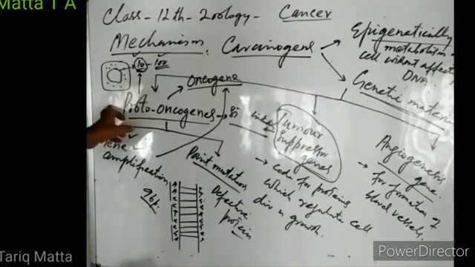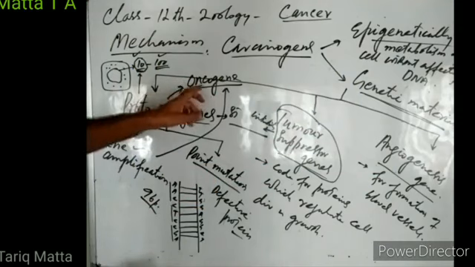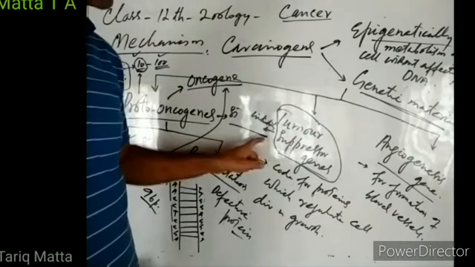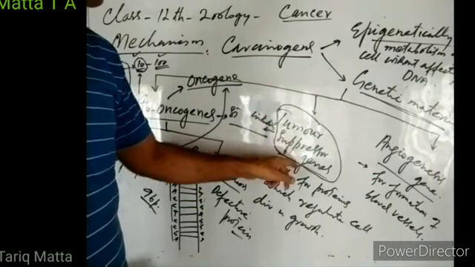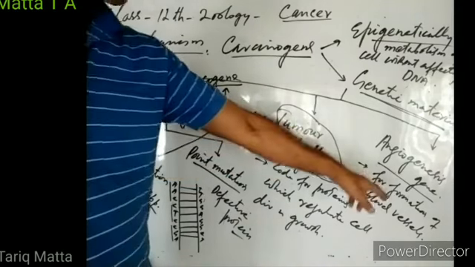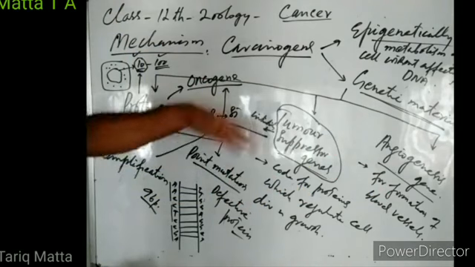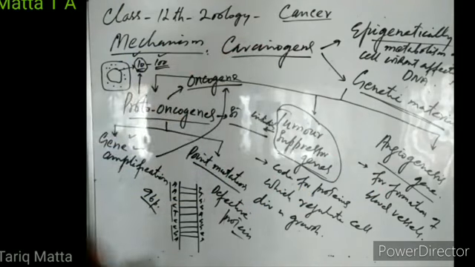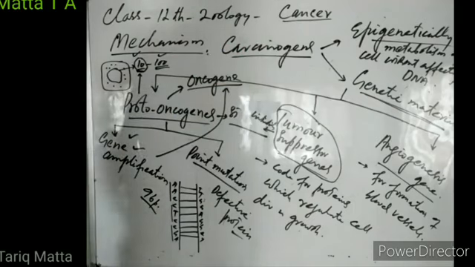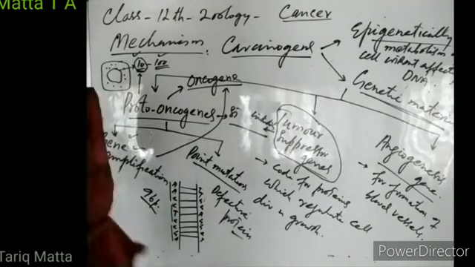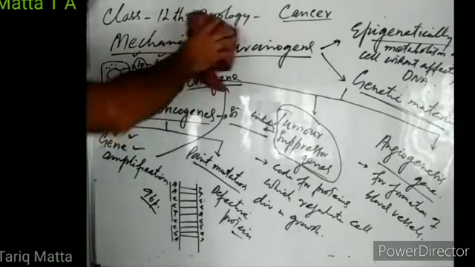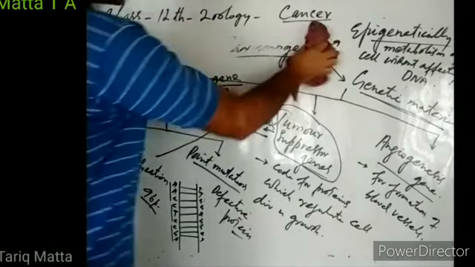Now, if a proto-oncogene is converted into an oncogene, or if a tumor suppressor gene undergoes a mutation, or the angiogenesis gene undergoes a mutation, the simultaneous mutation of these genes is responsible for causing cancer. So this is how cancer may be caused, right? So that was the mechanism of formation, the development of cancer. Now we will see what are the symptoms of cancer.